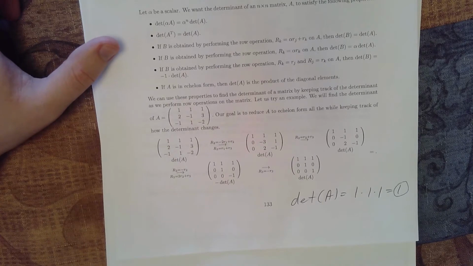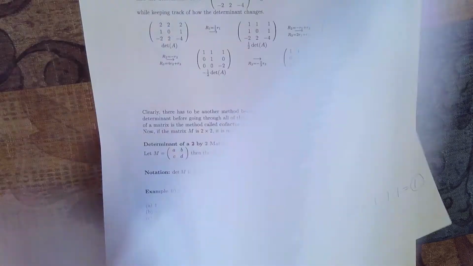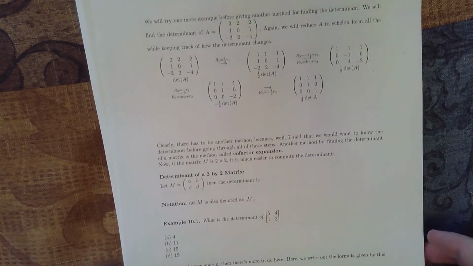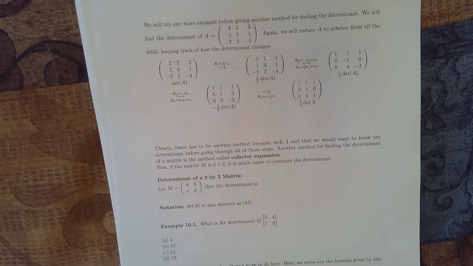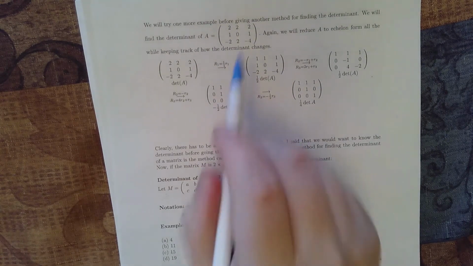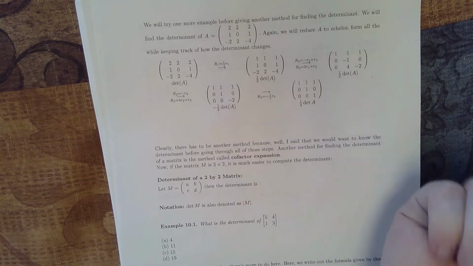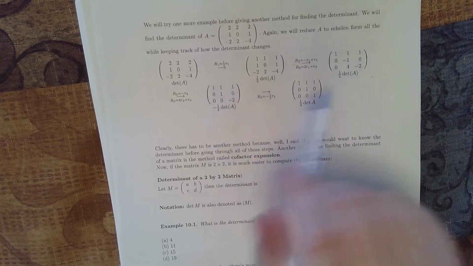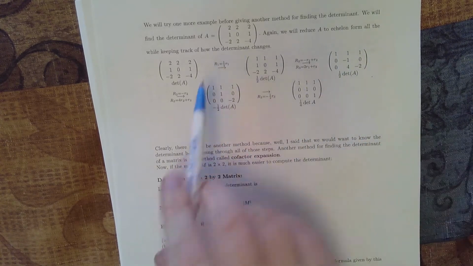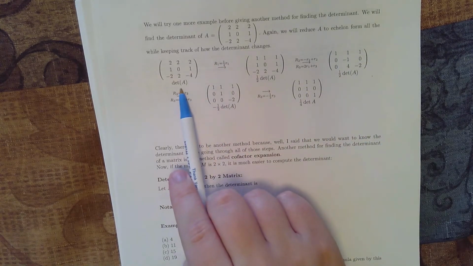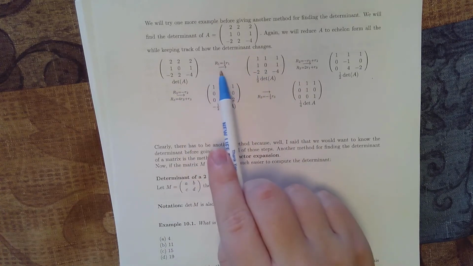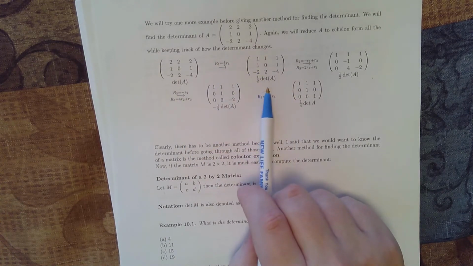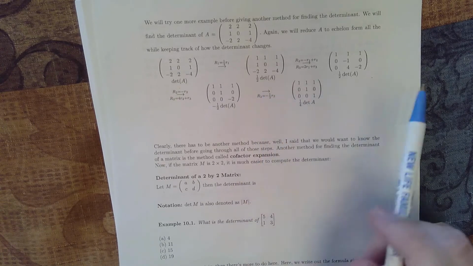Let's see another example. So let's take a look at this matrix and try to find its determinant. So we're going to start with this matrix. Again, we keep track of our changes to our matrix through the row operations. So here we start off with just its normal determinant. If we multiply a row by a half, we have to multiply the determinant by a half.